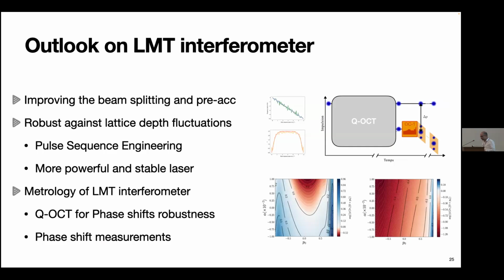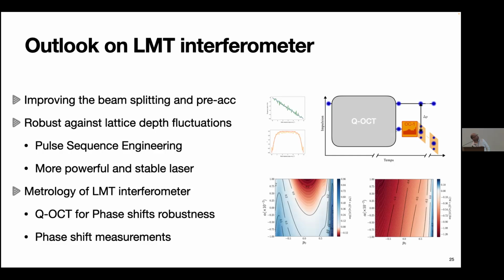So for that, we need a few improvements. First, we plan to use this quantum optimal control to design this beam splitter pulse to directly converge to the situation where we can accelerate. You can use this Floquet acceleration.